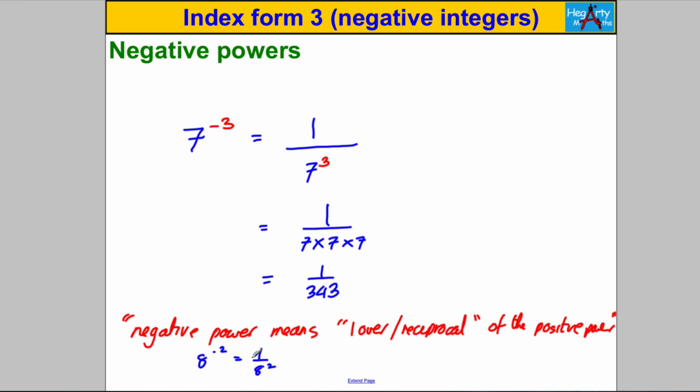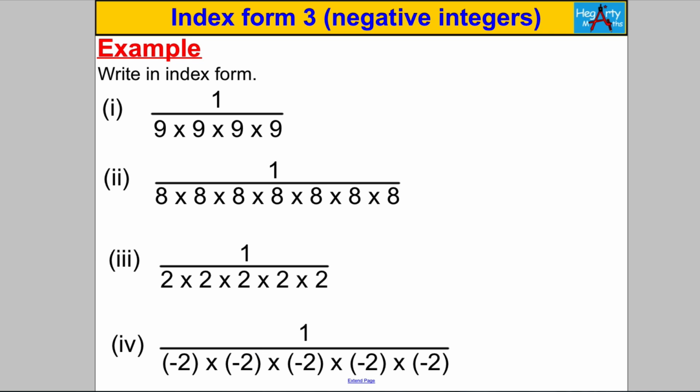Let's do some questions. Let's write the following in index form. 1 over 9 times 9 times 9 times 9. I hope you'll agree that's 1 over 9 to the power of 4, which in single index form is the same thing as 9 to the power of what? Negative 4, that's right.